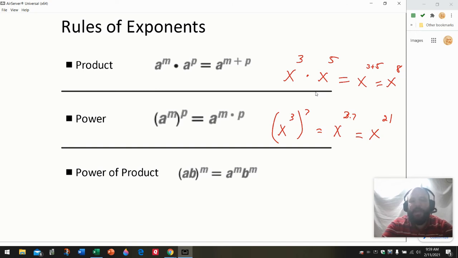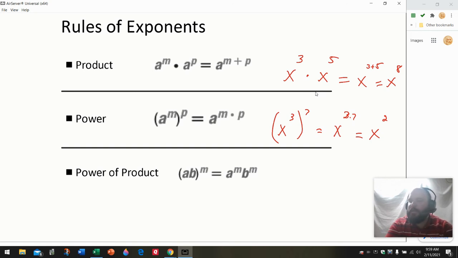Now, the last one is called the power of a product. And what that allows us to do is if you have two things inside a set of parentheses that are multiplying, and then on the outside there's a power, it allows that power to go on both of the things that are inside the set of parentheses. Now, I got to warn you with this one. This one is mixed up all the time by math students, all the time.